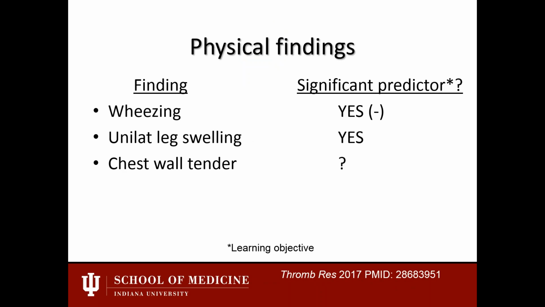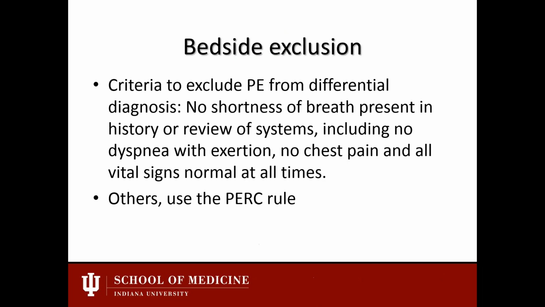Other physical findings that are more certain: wheezing decreases the probability of PE, and unilateral leg swelling consistently increases it. Chest wall tenderness, although it decreases the probability of acute coronary syndrome relatively consistently, is not so good with PE, especially with pulmonary infarction.